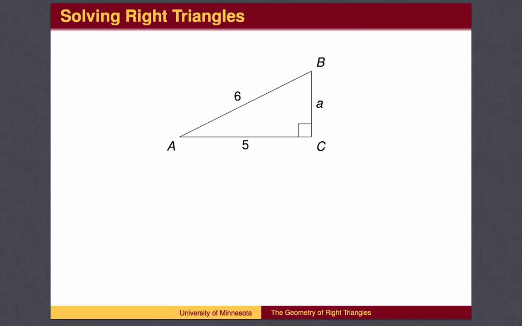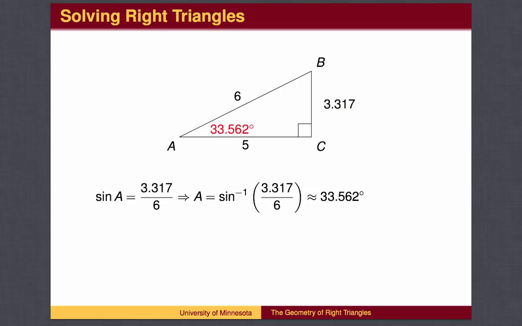We can find the missing parts of this right triangle first by using the Pythagorean theorem, and then finding one angle by the inverse sine. On your calculator, divide 3.317 by 6 to get 0.55283. Then hit the inverse sine key. Make sure your calculator is in degree mode. We could also use the inverse cosine or inverse tangent to calculate the angle. We then subtract angle A from 90 degrees to find angle B.